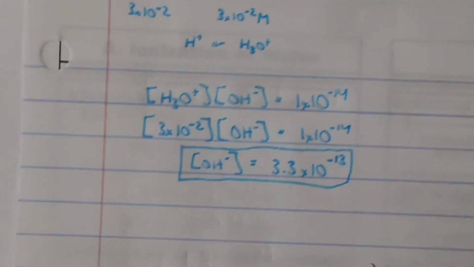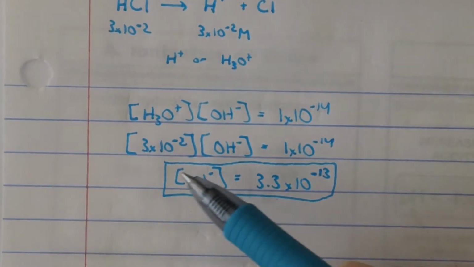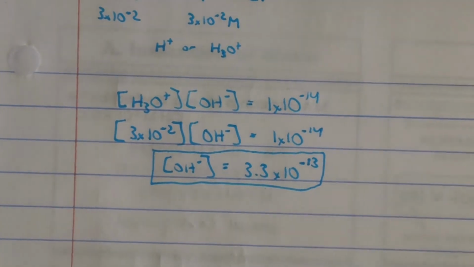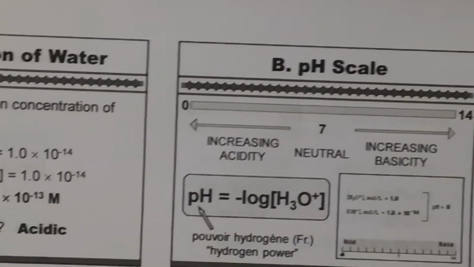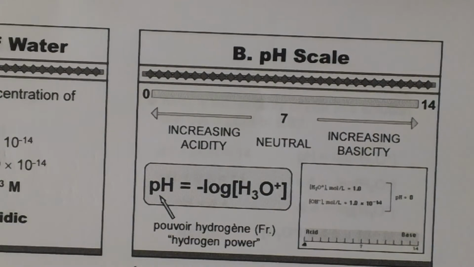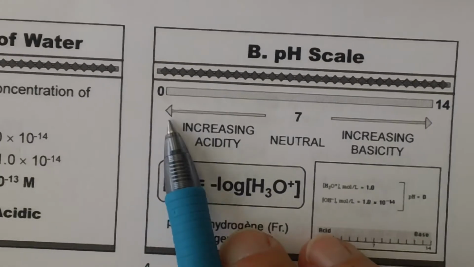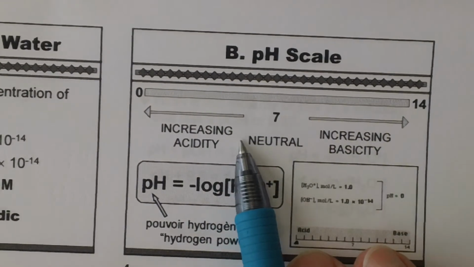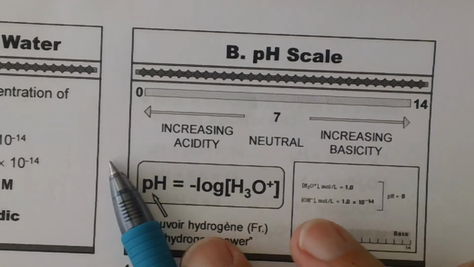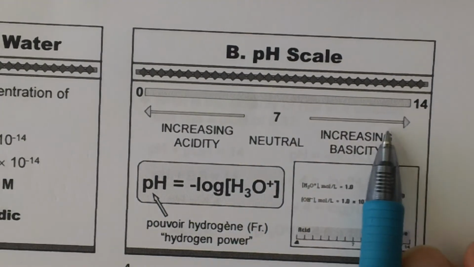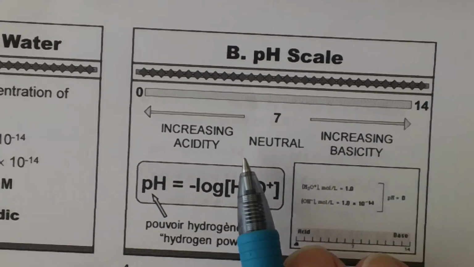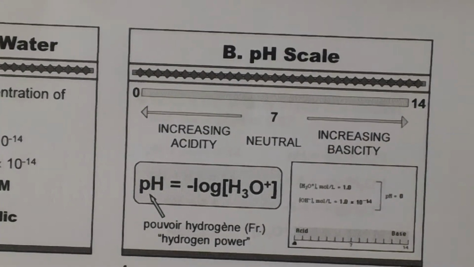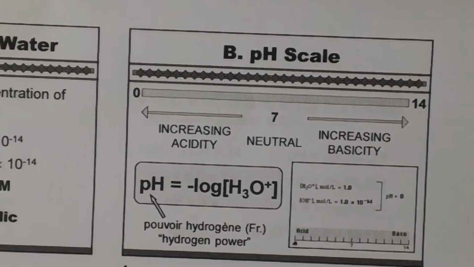Now, these numbers are tough to deal with. People don't like these really tiny numbers. So what I did is I invented something called the pH scale. And so the pH scale, we should be comfortable with the idea that the pH scale is 0 to 14, where 7 is neutral. The closer you get to 0, the more acidic. The closer you get to 14, the more basic. It's a logarithmic scale, which means every point along the scale is increasing tenfold.